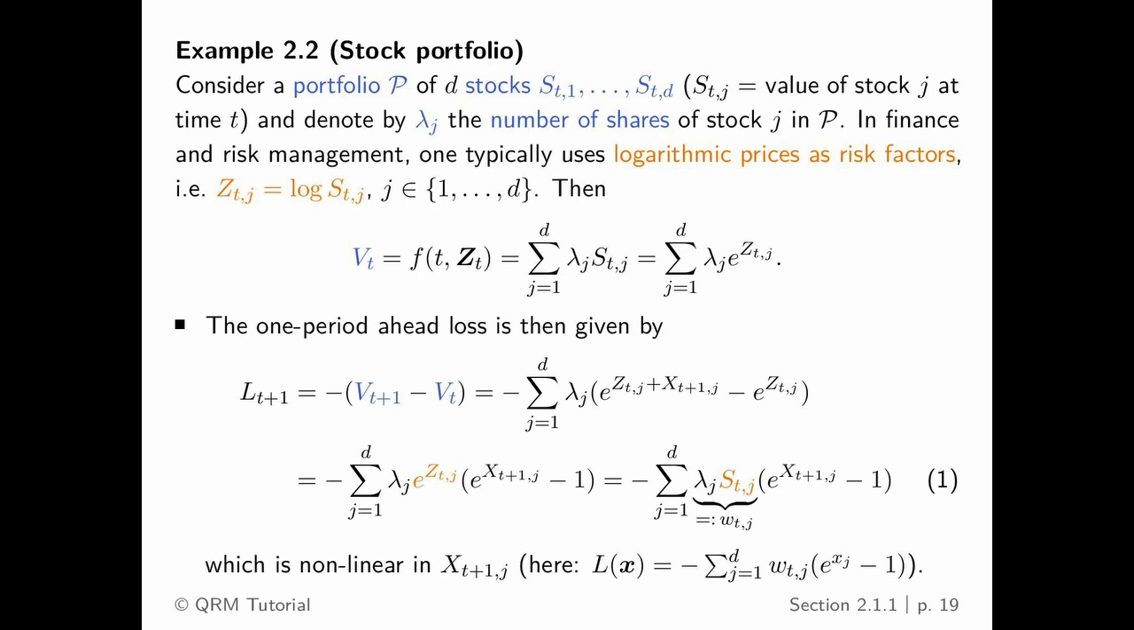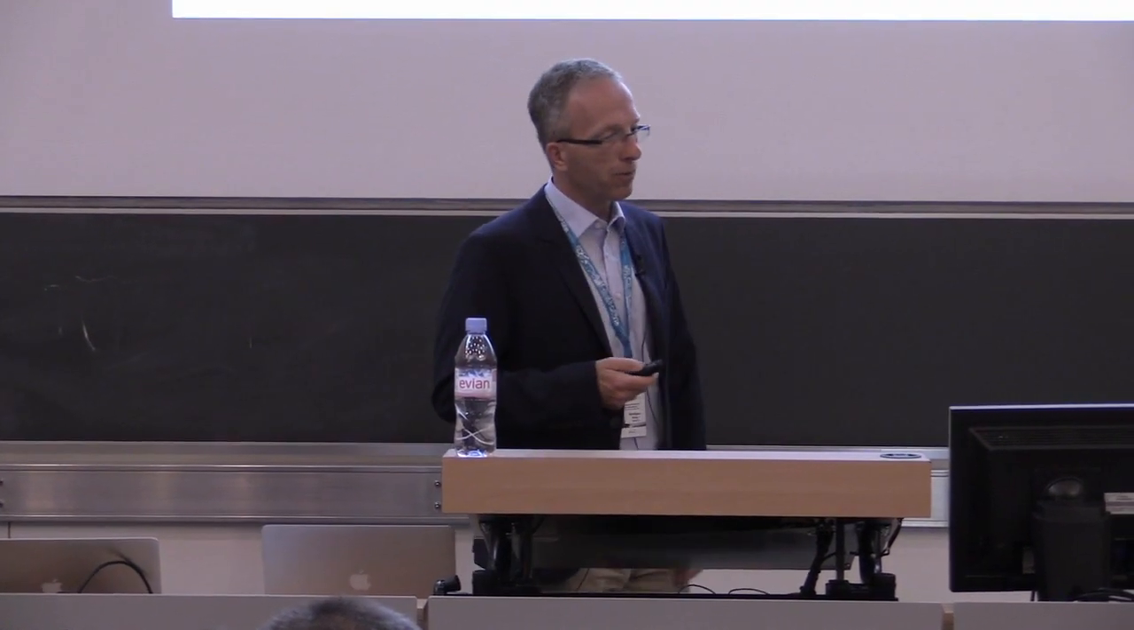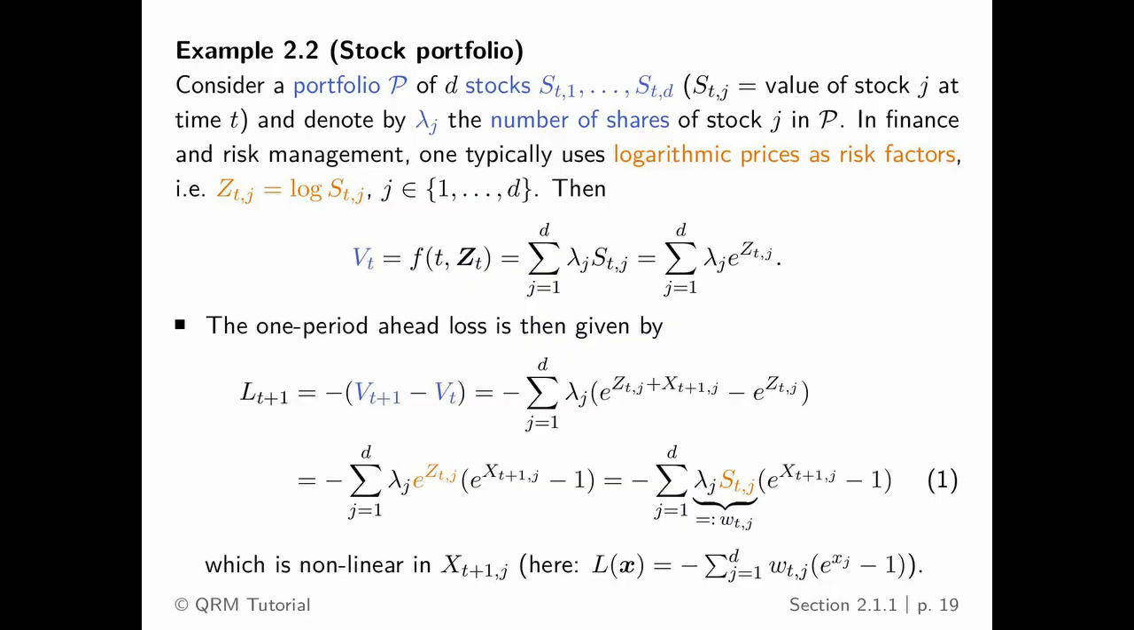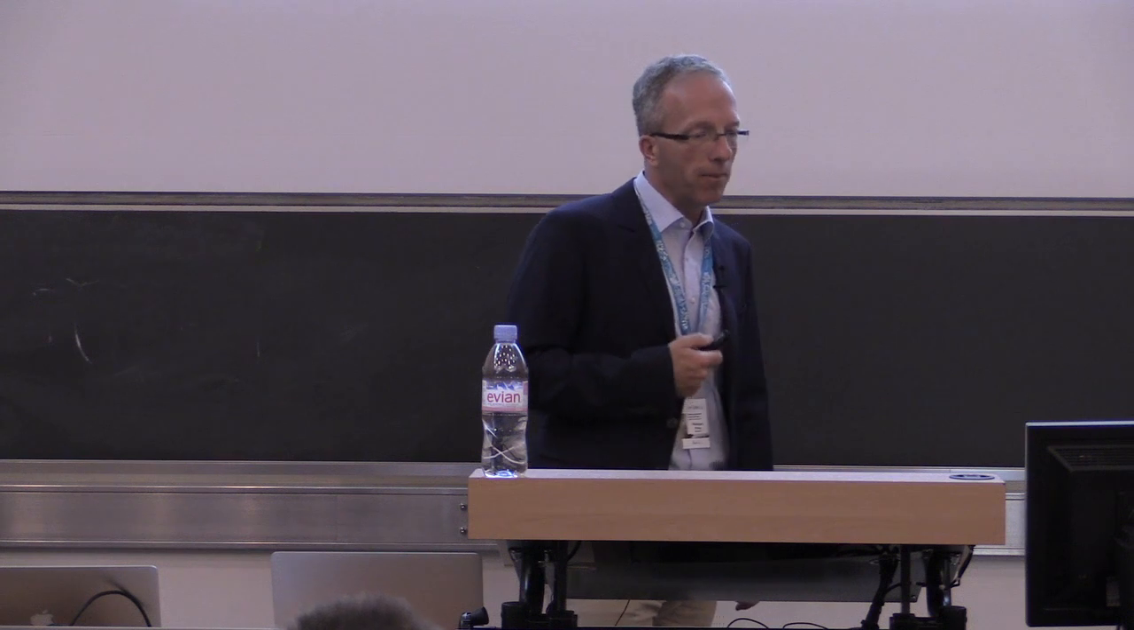We do this now for a very simple example, a very simple stock portfolio. The idea of this example is, of course, not that this is a very interesting risk management application, but to explain the notation with a specific example. So we consider a portfolio of d stocks, S_1 up to S_d, and S_{t,j} is the value of stock j at time t, and lambda_j is the number of shares in the portfolio.